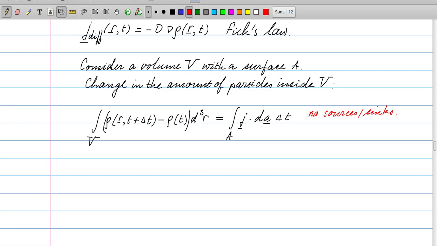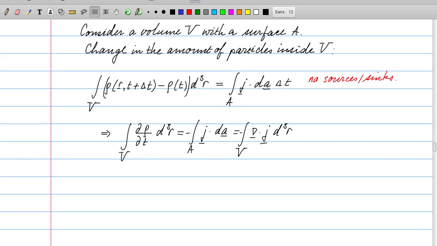So only particles moving through the surface can change the total number of particles inside the volume. We then note that the left-hand side can be written as the derivative of rho with respect to t times delta t. That delta t cancels against this delta t, so we have that the derivative of rho with respect to t is equal to minus j dot dA.